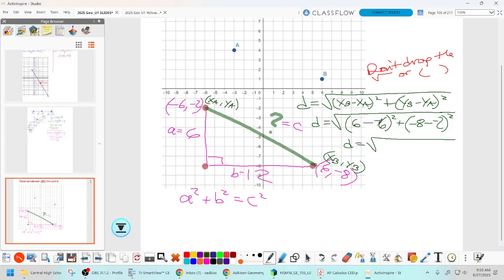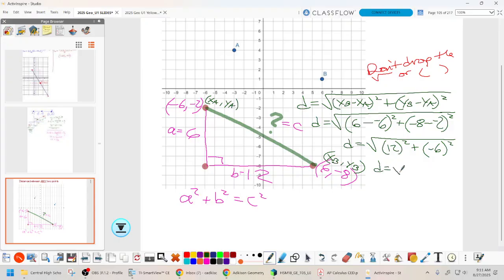6 minus -6 is not 0, but 12. Again, notice I am not dropping the parentheses. Don't do it. Your calculator will fool you if you do. Okay, how about -8 minus -2? That's -6. Again, if you don't know that right off, do it on a calculator. So this is -6. Okay?